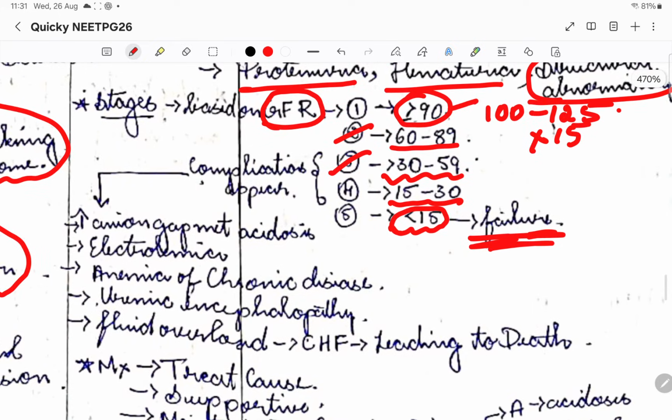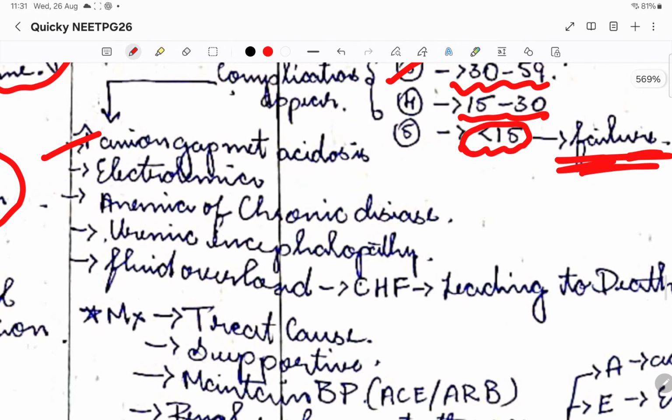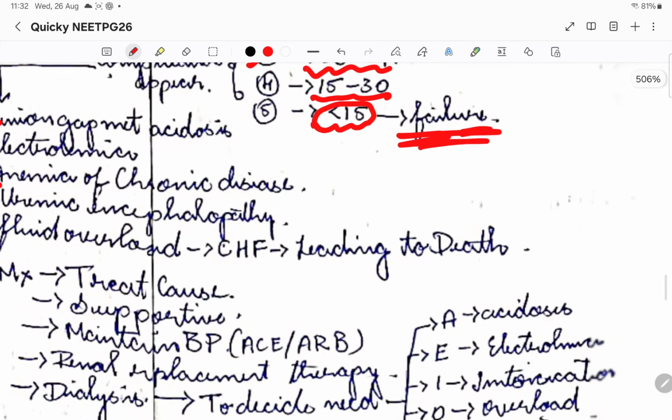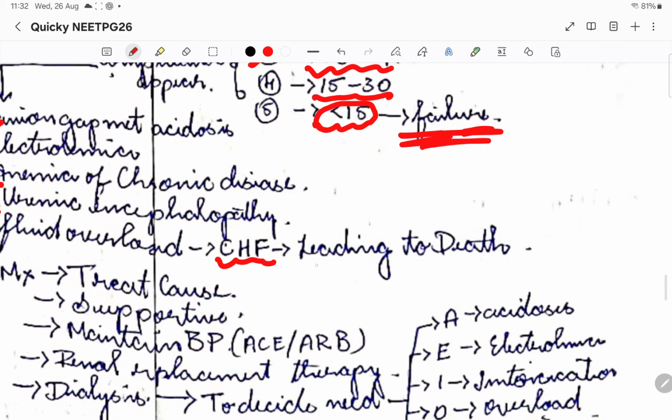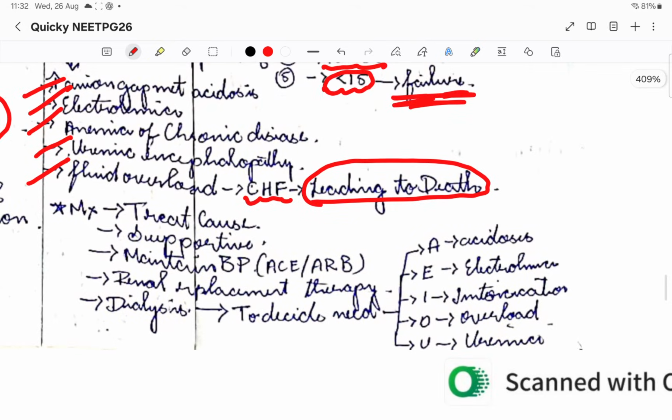Okay, then in stage 3 and stage 4 is where the complications start appearing with respect to CKD. Okay, in the patient, what all we can see is increased anion gap metabolic acidosis, electrolyte abnormalities, anemia of chronic disease, then uremic encephalopathy, because all the toxins are staying inside the body only, nothing is getting excreted. So then there will be fluid overload. Okay, so this might lead to congestive heart failure, and this is the leading cause of death in CKD patients. Okay, so this is the thing with respect to CKD. So now that we know the stages, how do we manage?